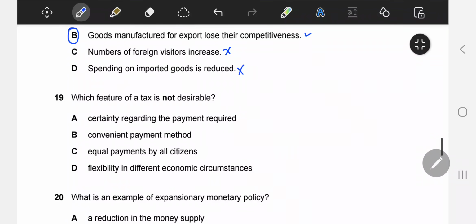Let's go to 19. Which feature of a tax is not desirable? Certainty regarding the payment required, that's okay. Convenience, yes. Equal payments, no. Flexibility in different economic circumstances. So this one would be C.